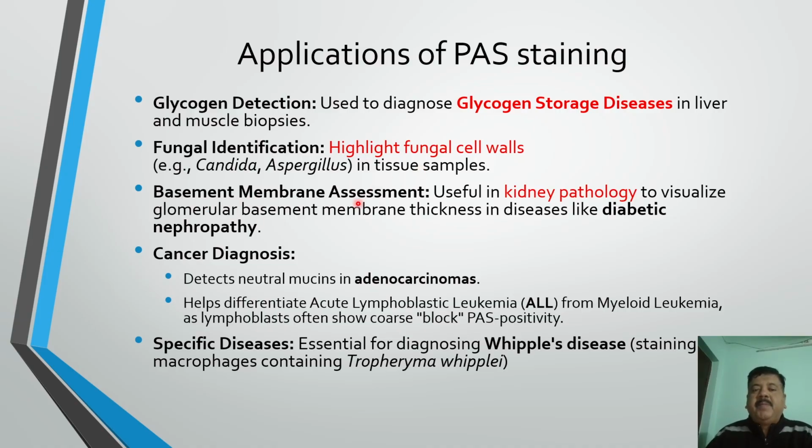Then the third application, basement membrane assessment, useful in kidney pathology to visualize glomerular basement membrane thickness in diseases like diabetic nephropathy, where the thickening of the glomerular basement membrane can be revealed. Then cancer diagnosis: it detects neutral mucins in adenocarcinomas. It helps differentiate acute lymphoblastic leukemia from myeloid leukemia, as lymphoblasts often show coarse block PAS positivity. Then specific diseases: essential for diagnosing Whipple's disease, staining the macrophages containing Tropheryma whipplei.